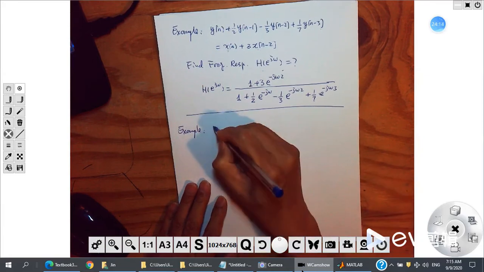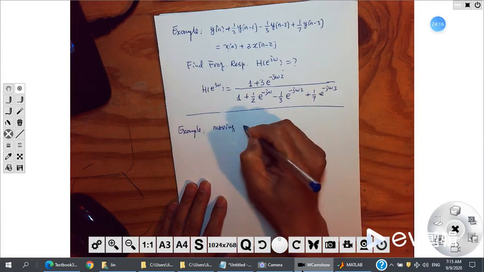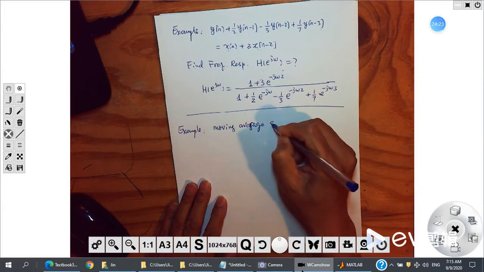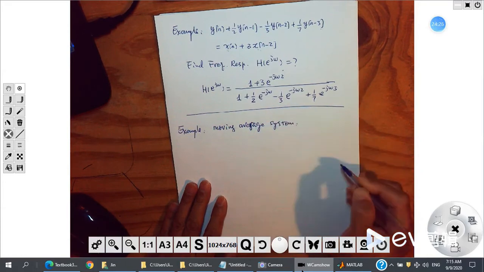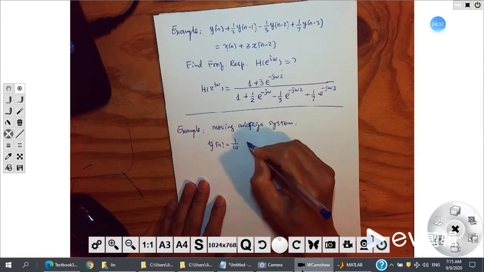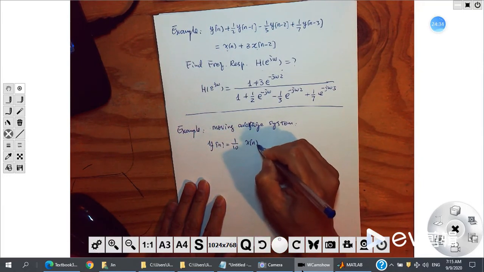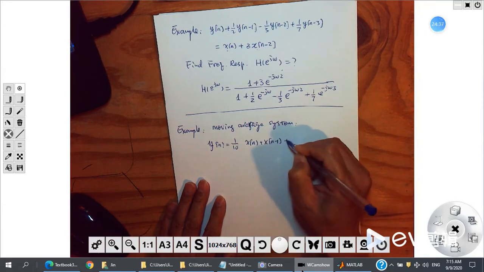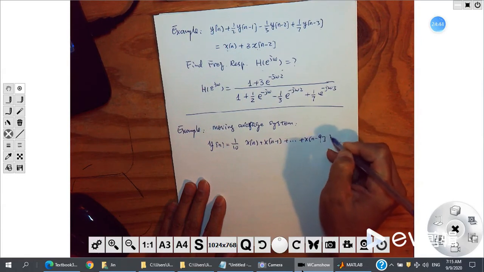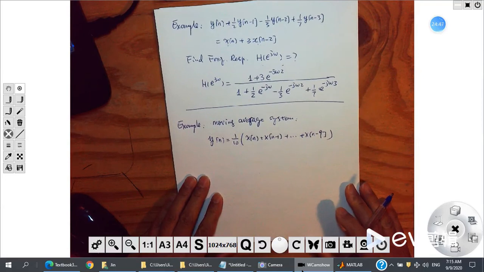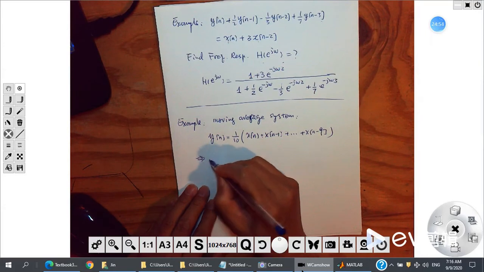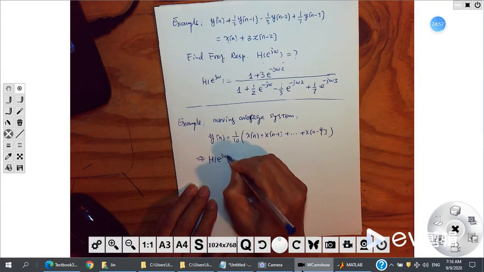We consider a moving average system. We can have more terms, like 10 terms. It's 1/10 times x of n plus x of n minus 1 plus, until x of n minus 9, right? 10 terms. This is a moving average system with 10 terms. Then what is the frequency response? So we can have H of e to the j omega. I can write it directly.